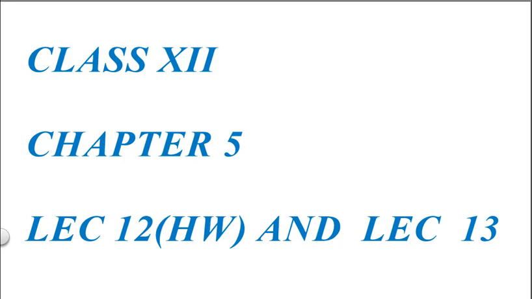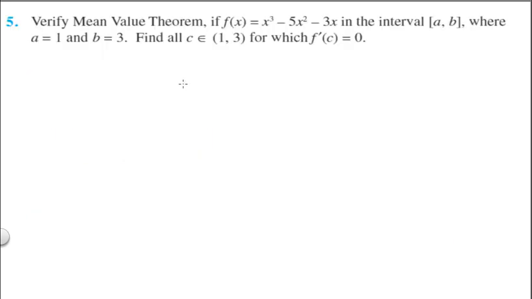So today I am going to discuss one question from your homework part, question number 5 of exercise 5.8. In question number 5, they are asking us to verify the mean value theorem. To verify the mean value theorem, I told you whenever you get only mean value theorem, go for Lagrange's mean value theorem, where a equal to 1, b equal to 3, we have to find all the c's that belong to (1, 3) for which f dash c equals 0.